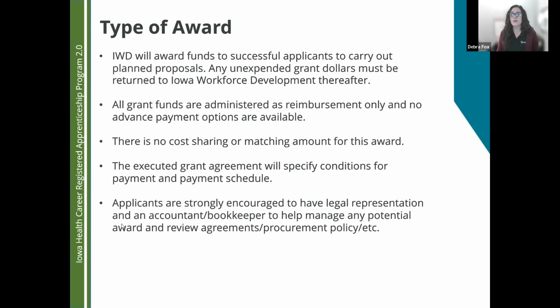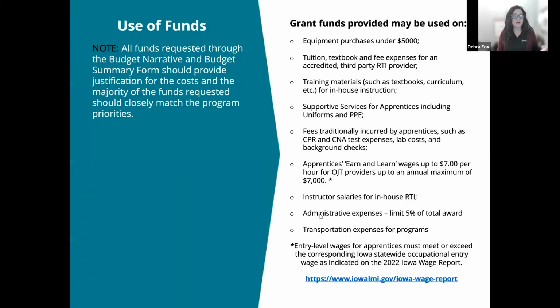So I can't stress that enough, and I know a lot of the folks that have worked with grants in the past would indicate the same thing. Grants can be very tedious, and there are oftentimes many requirements, especially reporting requirements. We just want to make sure that as a successful applicant, you are aware of all of those requirements. So use of funds, what can the grant funds be used on? So over here, we have all funds requested through the budget narrative, and the budget summary form should provide justification for the cost, and the majority of the funds requested should closely match the program priorities.